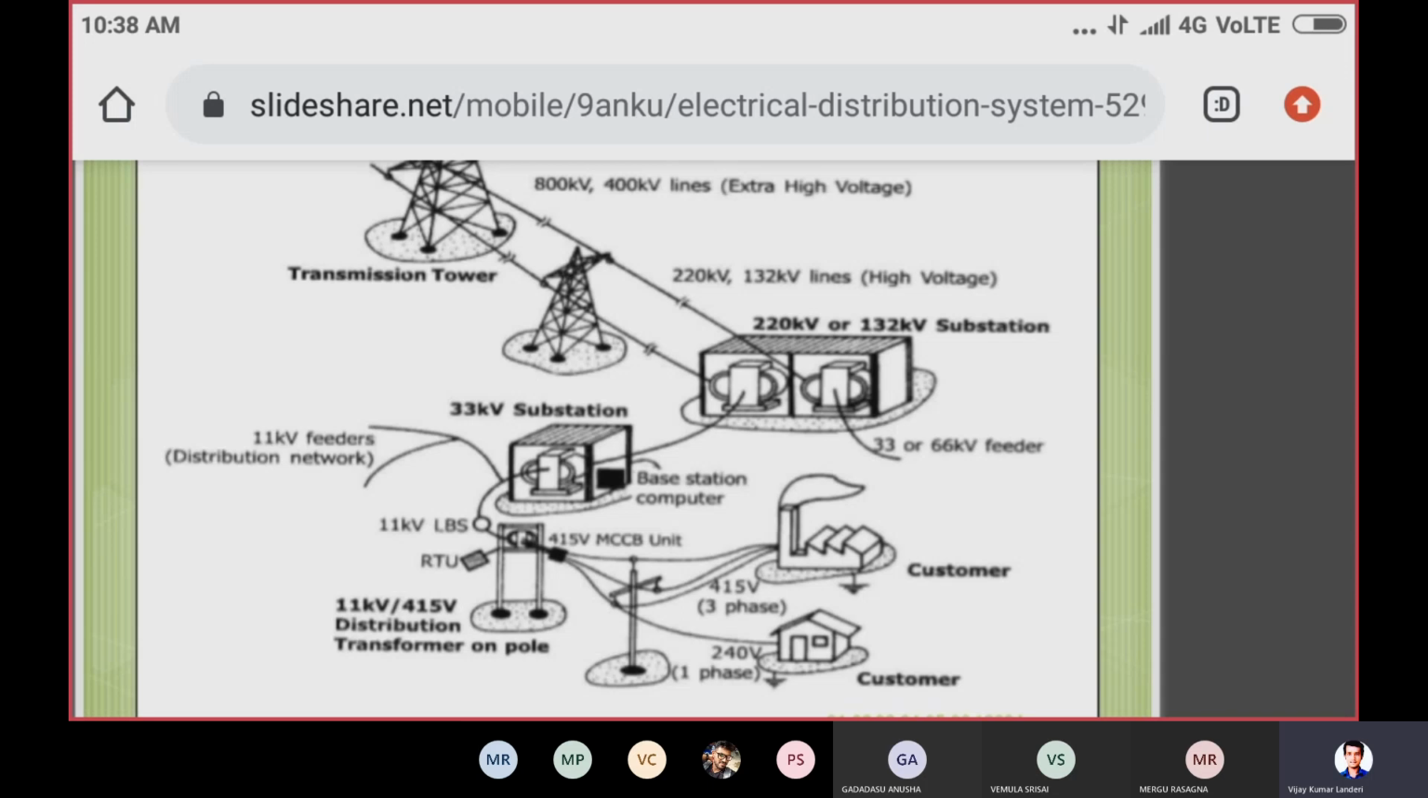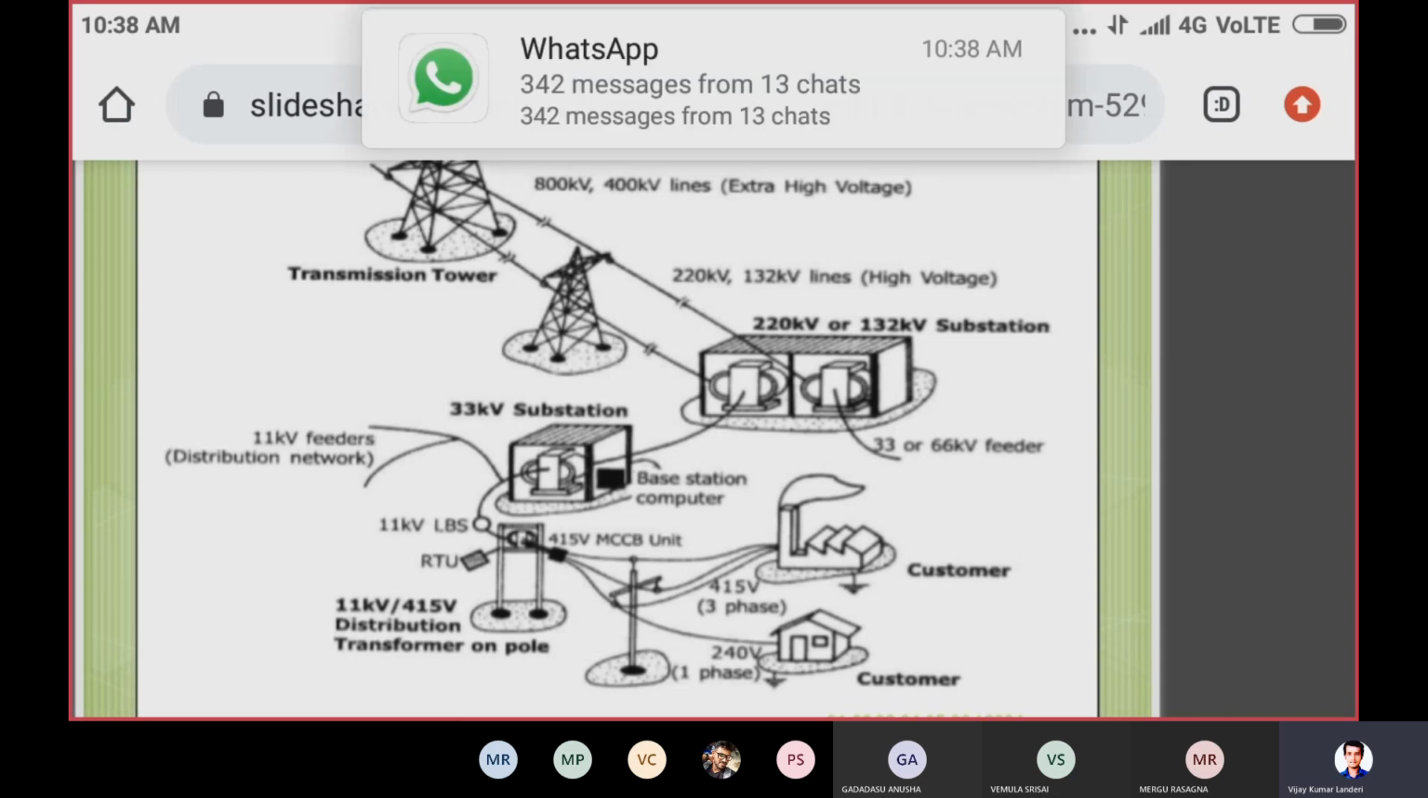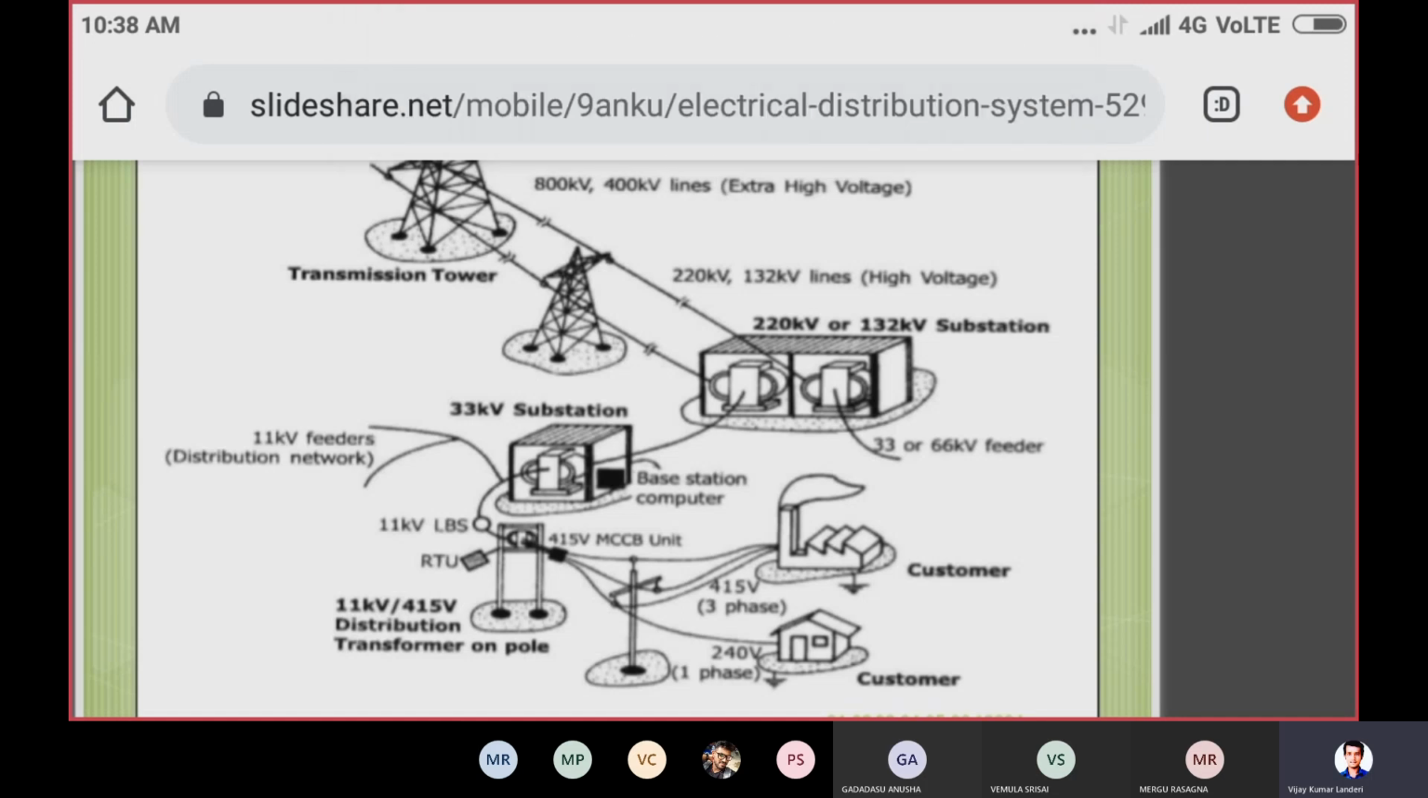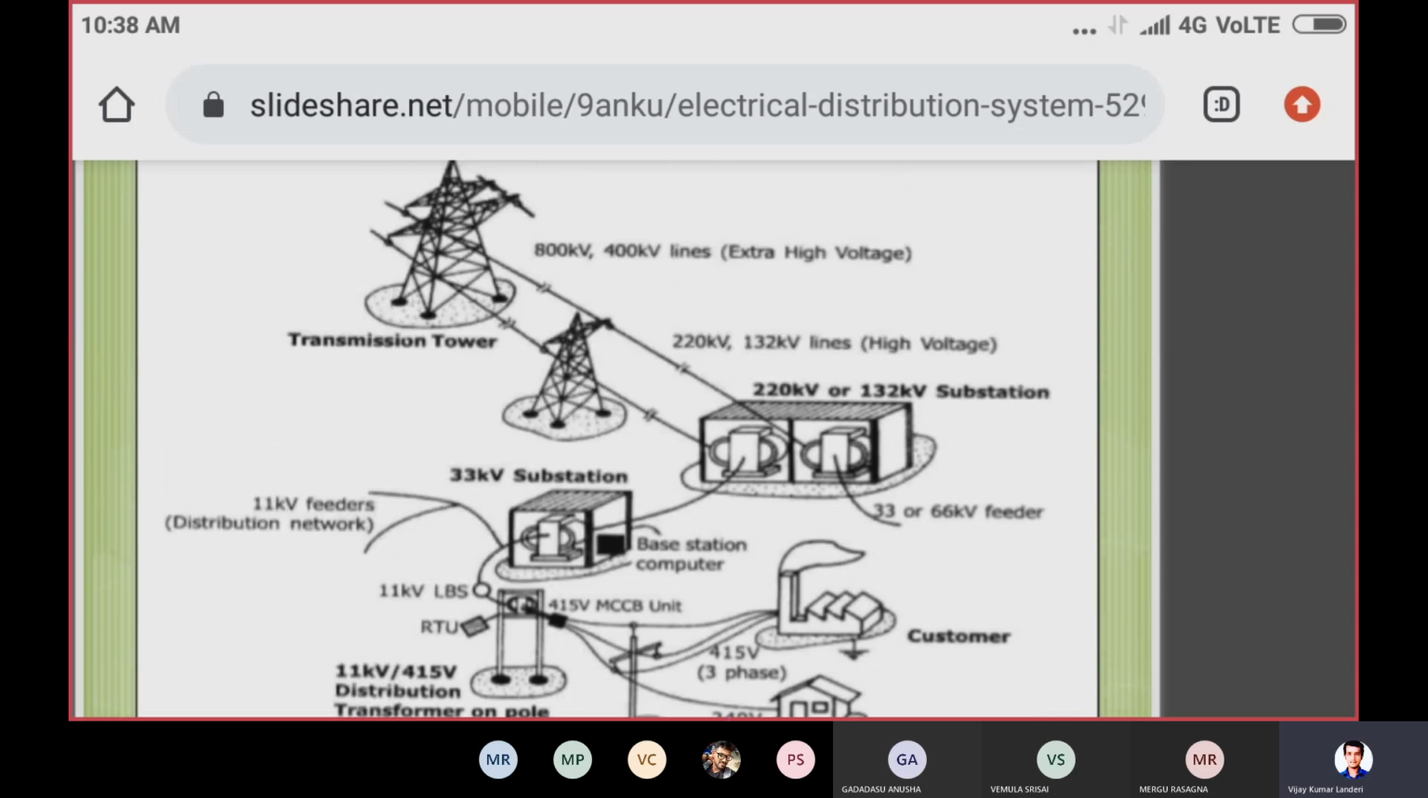If the consumer has very high loads, then he requires three phase supply. That's why we say 415 volts. Similarly, if the consumer has less load, you can have a single phase supply of 240 volts. So this is how the voltages are stepped down until they reach the consumer. Is everybody following? Yes, sir.